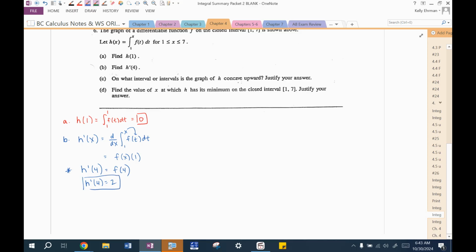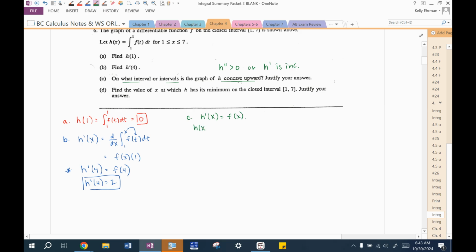Okay, what about part C? On what interval or intervals is the graph of h concave up? How do I know if a graph is concave up? So I can think of two things. Concave up when h double prime is greater than 0, or concave up when h prime is increasing. I can use either one of those two things as my justification, but I need to relate h double prime or h prime back to the f graph. So remember, we just said h prime of x is equal to f of x, right?